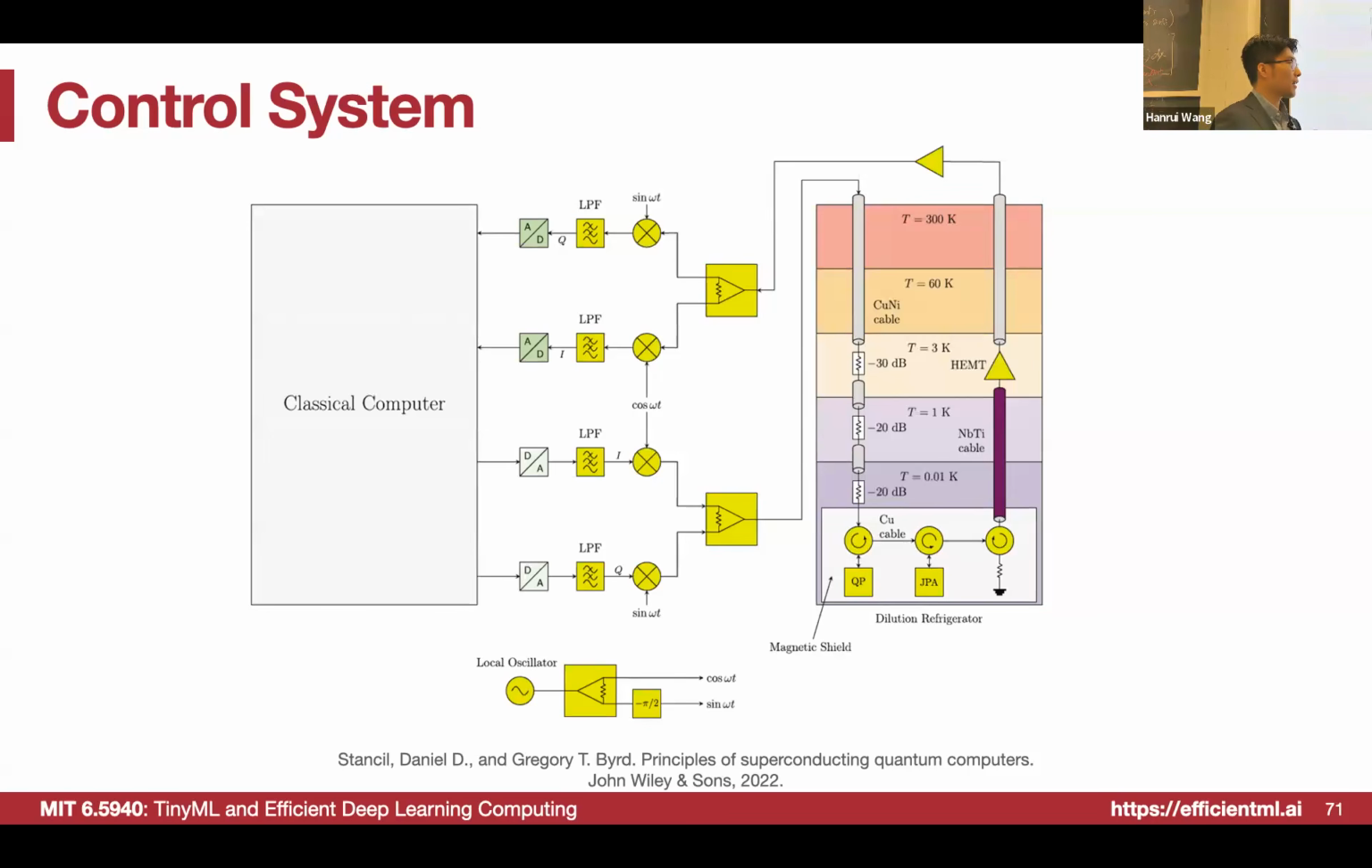Right. So here are some basic components, for example some amplifiers and also some signal generators. And then this is the classical computer. We send the signal all the way from 300 Kelvin to a very low temperature, like 4 millikelvin or even lower, to the qubits here. And then we can send the information back to the classical computer.